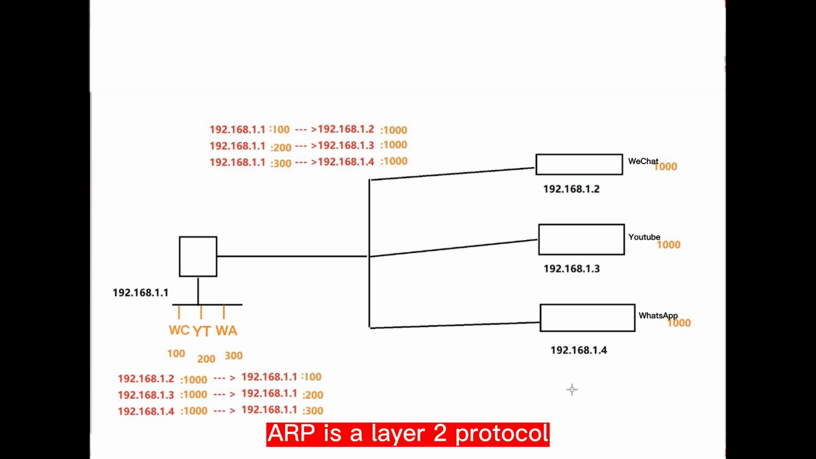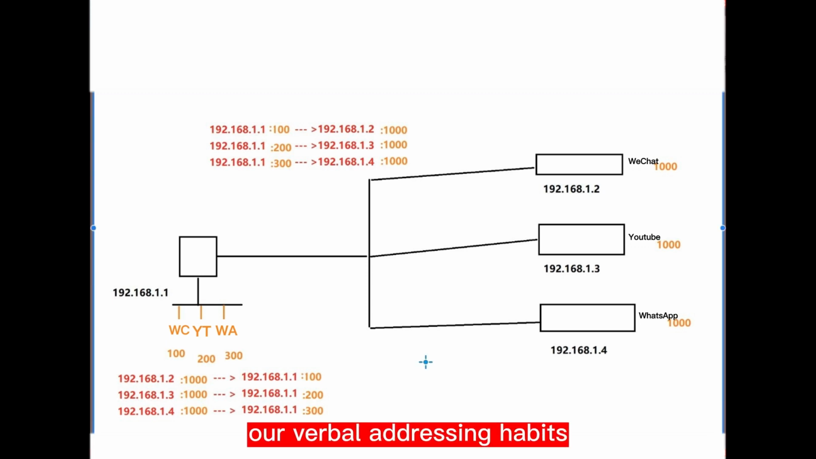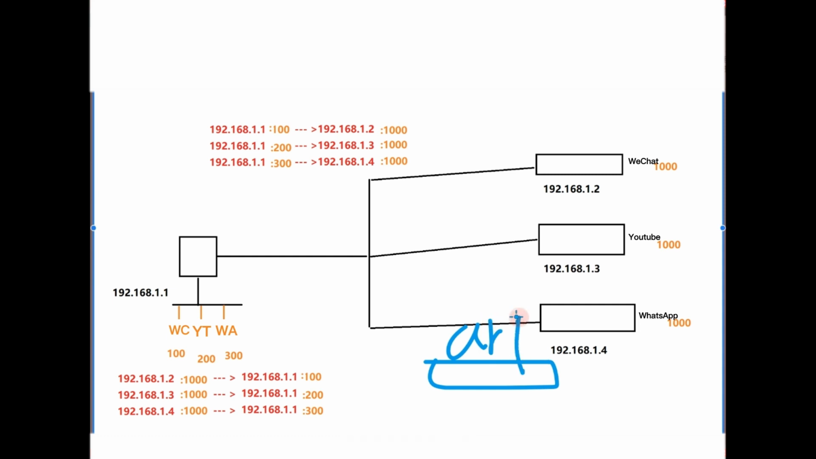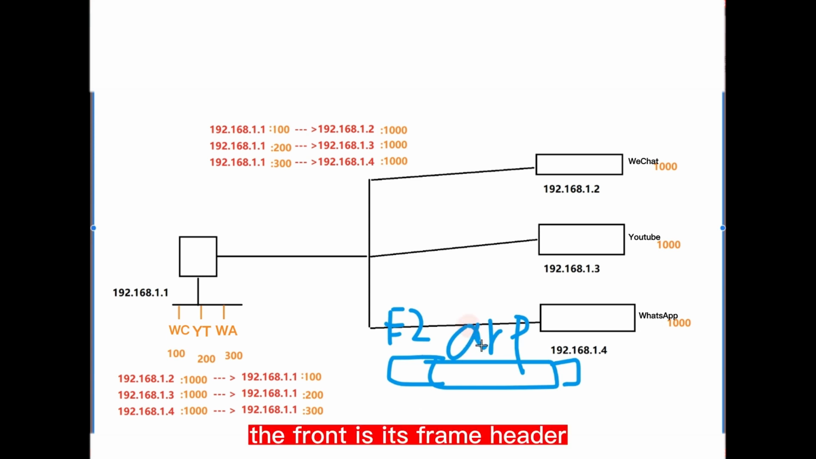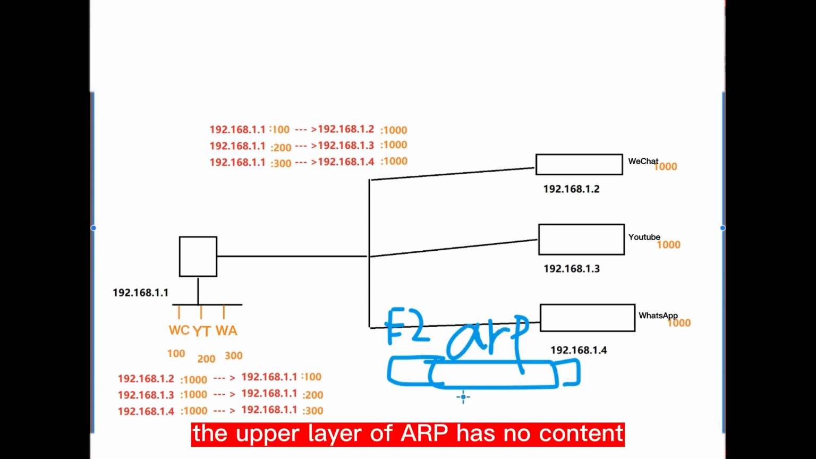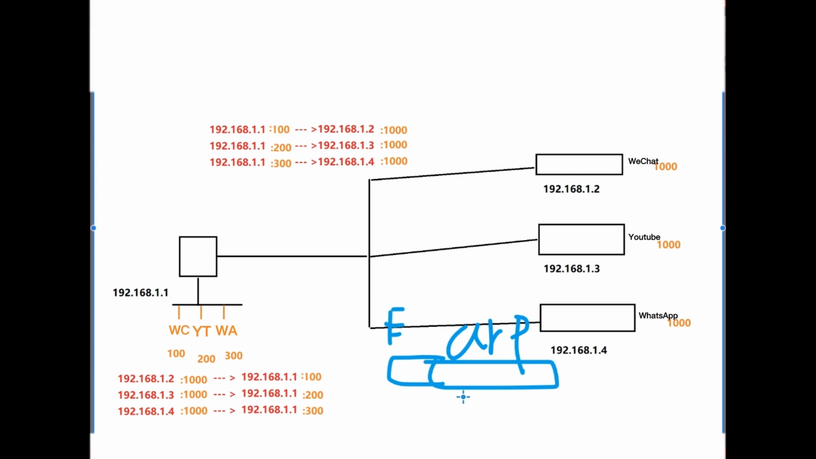ARP is a layer 2 protocol. Let me tell you about our verbal addressing habits. This is ARP. This is E2, followed by the frame end of E2, and the front is its frame header. The upper layer of ARP has no content.